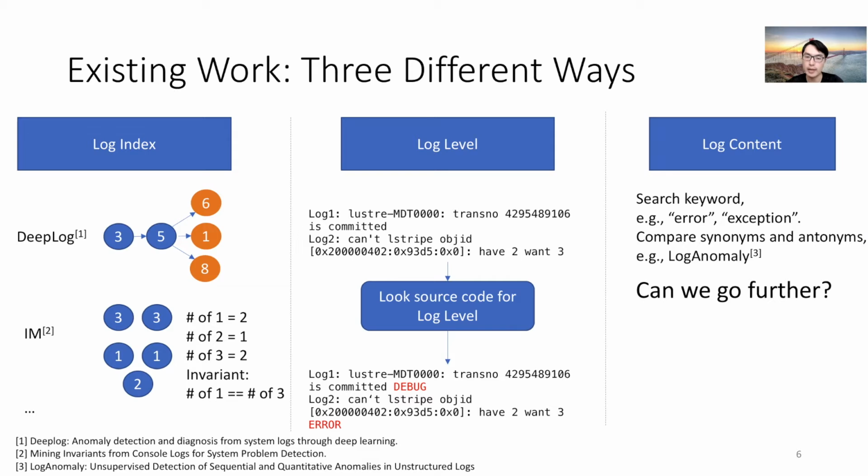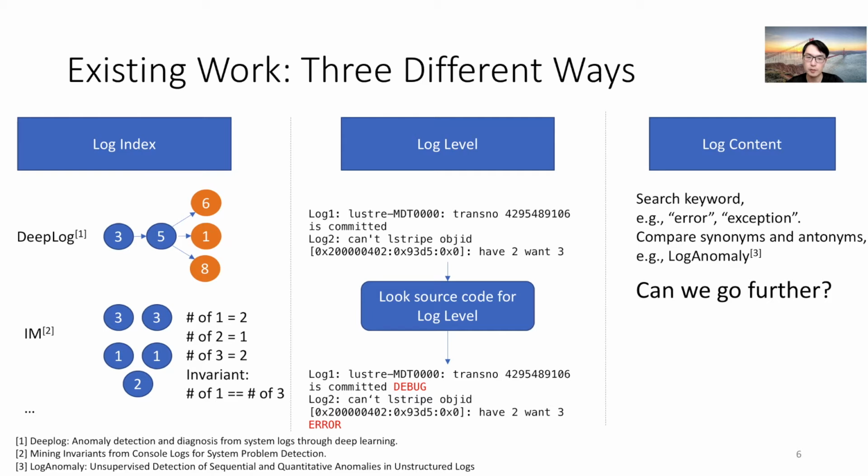The third way to detect an anomaly is by analyzing the log content, but there is not much work along this direction. A simple method is to search for keywords like error and exception. Some work detects thematic keywords such as synonyms and antonyms. But can we go further along this direction? These are 3 general ways to do anomaly detection, but for parallel file systems, some methods are not applicable because of 3 challenges.